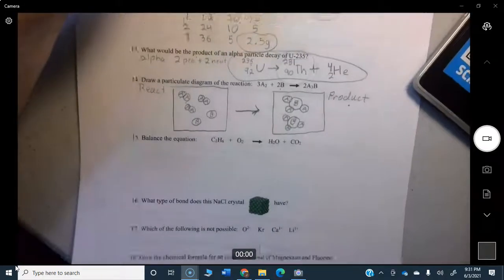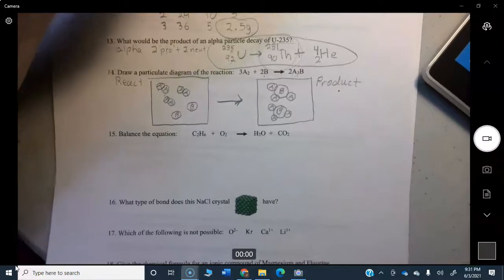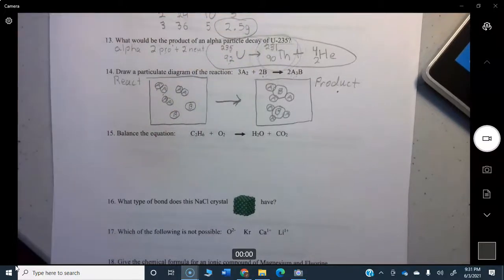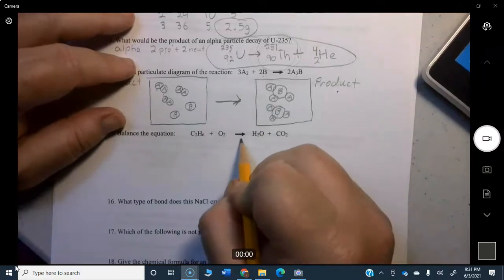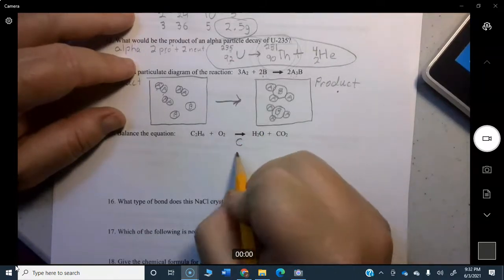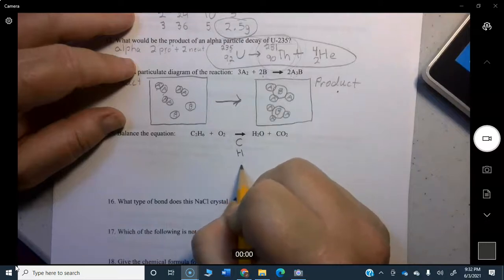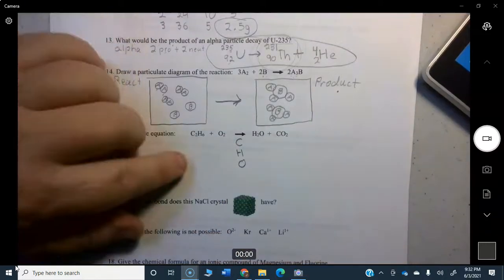Okay, balance the equation. Now you get to balance an equation here. All right, so you can do it box method. You can do it the traditional method. So we will go ahead. I'm going to do it the more traditional method here. Boom. CHO. That's the only 3 elements.